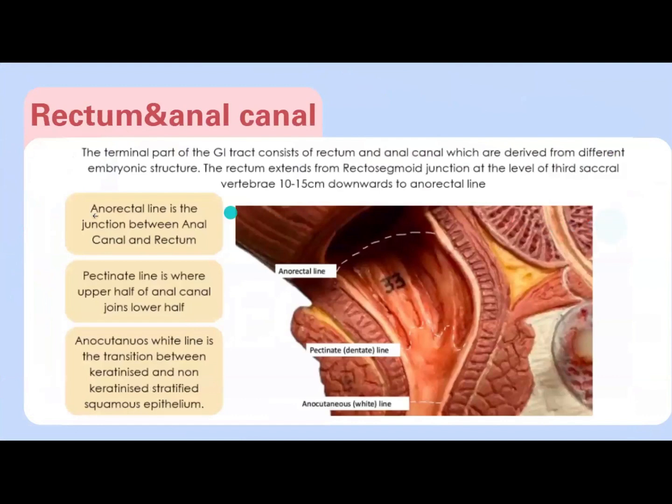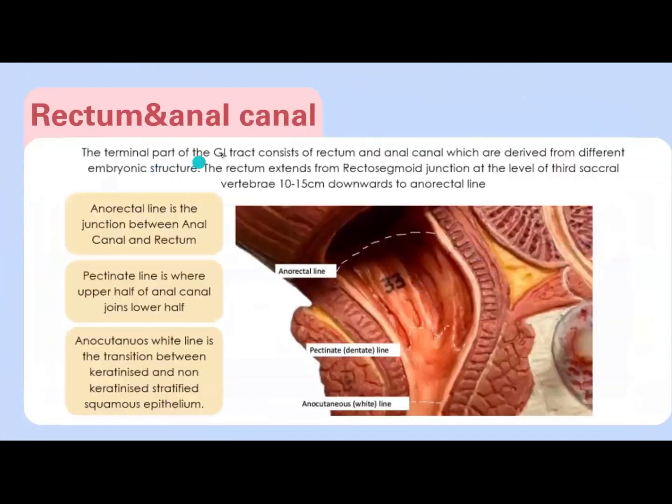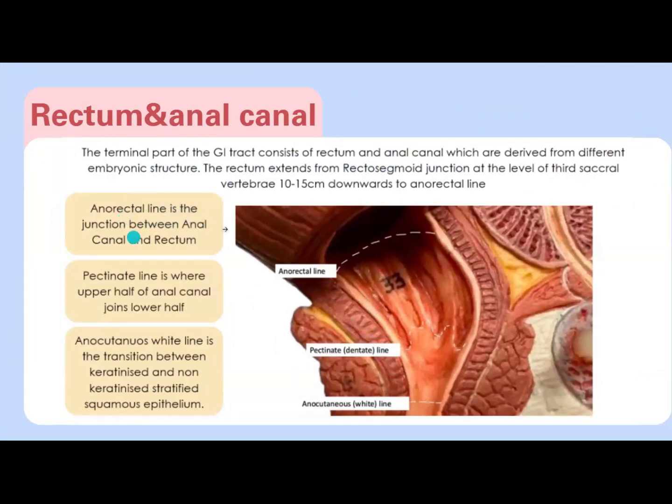Okay, so let's move on to the anal canal and the rectum. The terminal part of the GI tract consists of a rectum and anal canal, which are derived from different embryonic structures. The rectum extends from, you don't need to know this. So we have three lines that we need to know. The first one is the anorectal line. It is the junction between the anal canal and the rectum. So we have the anal canal and the rectum. The junction between them is called the anorectal line.